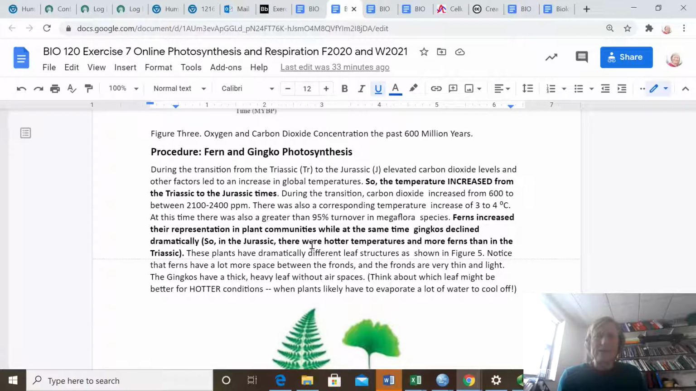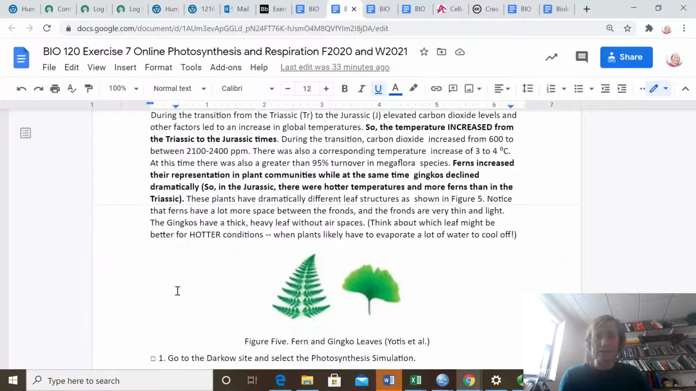So the information we're given has to do with the temperature. The temperature apparently increased dramatically between the Triassic and the Jurassic periods. We see a big increase in temperature. We also see a change in which plant species dominated the world. Ferns become much more abundant when temperatures rise. The ginkgos decline. So in the Jurassic, there were hotter temperatures and more ferns than in the Triassic, okay? Now the question is, I wonder why, all right?